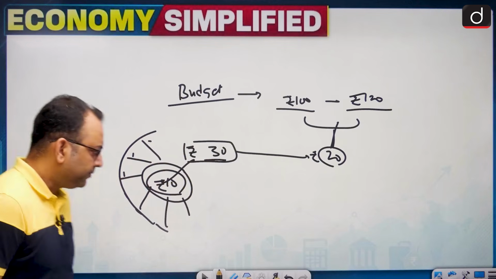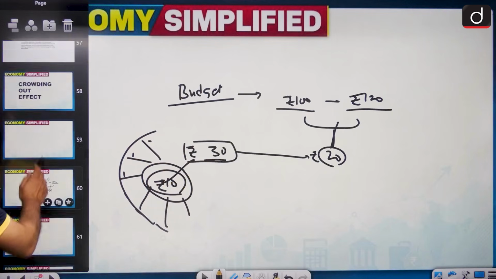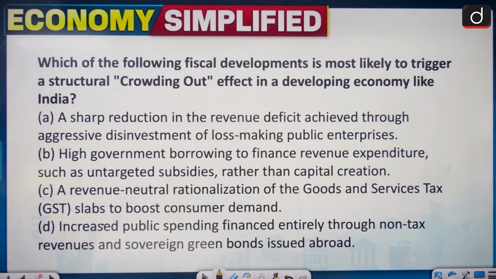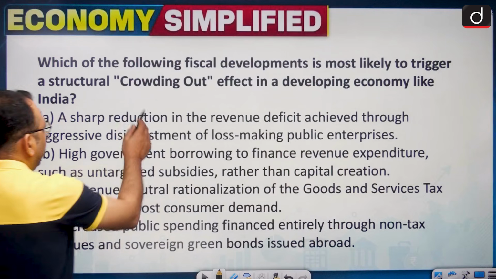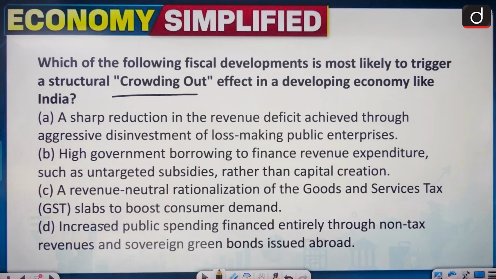Let's see some questions. The first question is about the statement or the definition only. Which of the following fiscal developments is most likely to trigger a structural crowding out effect in a developing country like India? Let's see the statements.